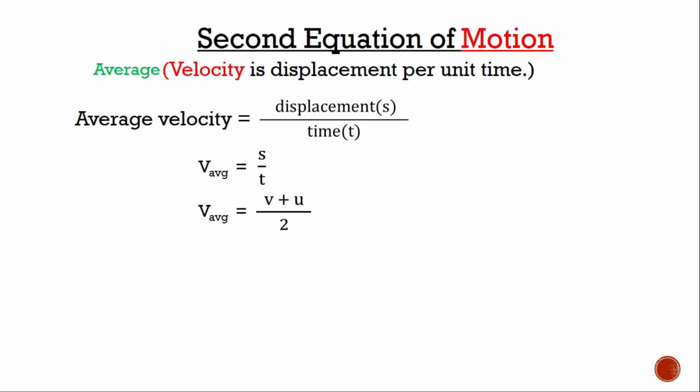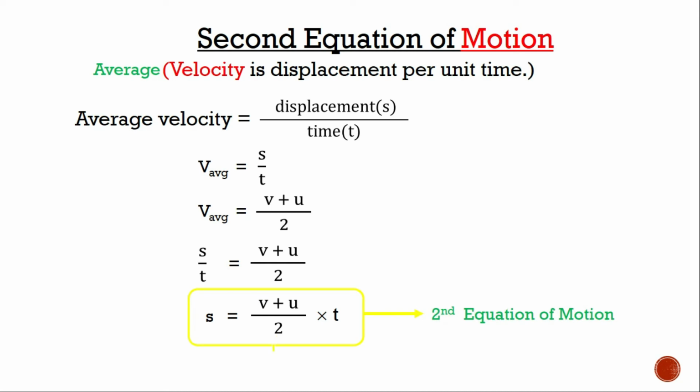So if you see now, we have two formulas for finding the average velocity, which means that both of these values are the same, and we can write S divided by T is equal to U plus V divided by 2. Now if we take this T to the other side, our equation becomes S equals U plus V upon 2 multiplied by T. And this now is our second equation of motion.